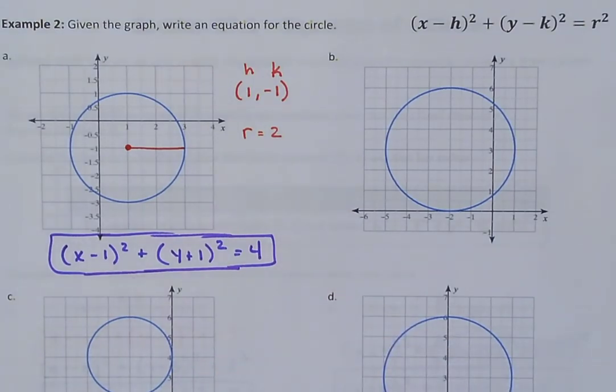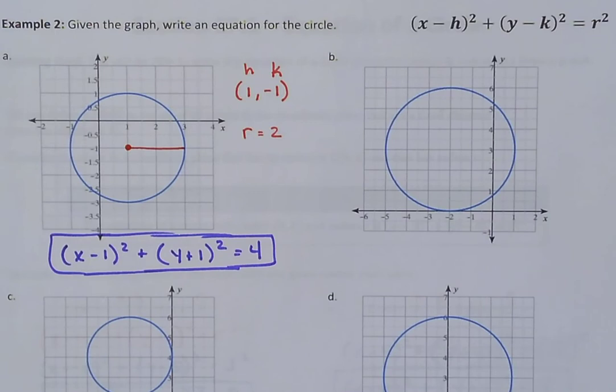And that's how you write the equation of a circle when given a graph. So the key is to figure out what the center of the circle is, and then once you have that center, figure out the radius, and then just plug in your information.